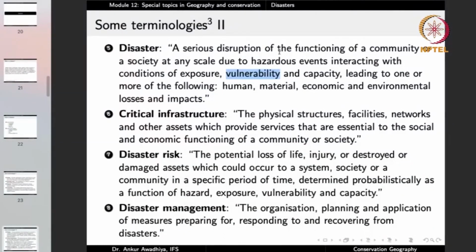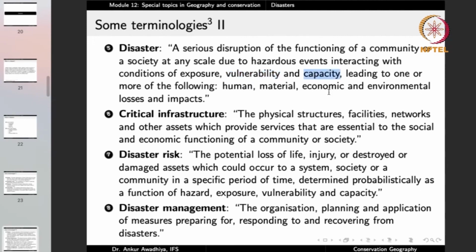That is, even if flood happens and people are living there, we create their houses in such a manner that they are not susceptible to the floods. In that case, we are working on the vulnerability of people.